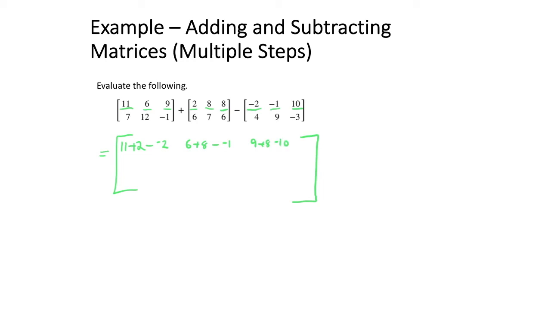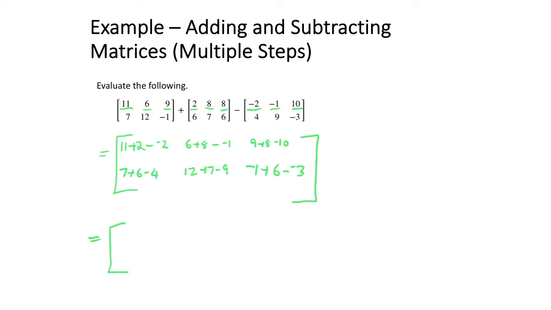And then completing the same for our second row. So it will be 7 plus 6 minus 4, 12 plus 7 minus 9, and finally -1 plus 6 minus -3. So now we can go ahead and prepare our final matrix and complete each of those operations.